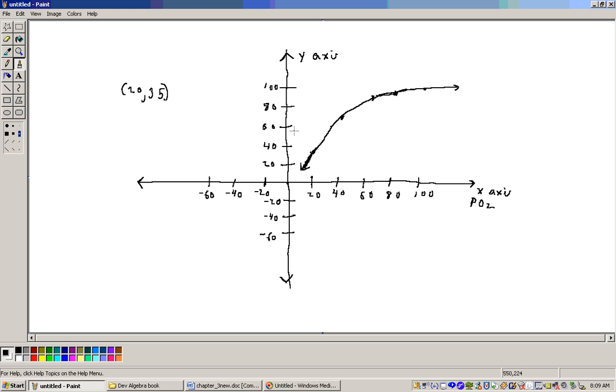The next question says, does the percent saturation of hemoglobin increase more when the PO2 level goes from 0 to 40? Going from 0 to 40, it increased from 0 up to about 65 or so. And when it goes from 40 to 100, I know the PO2 level has increased a lot, but your height, which is your percent saturation of hemoglobin, hasn't gone up very much.